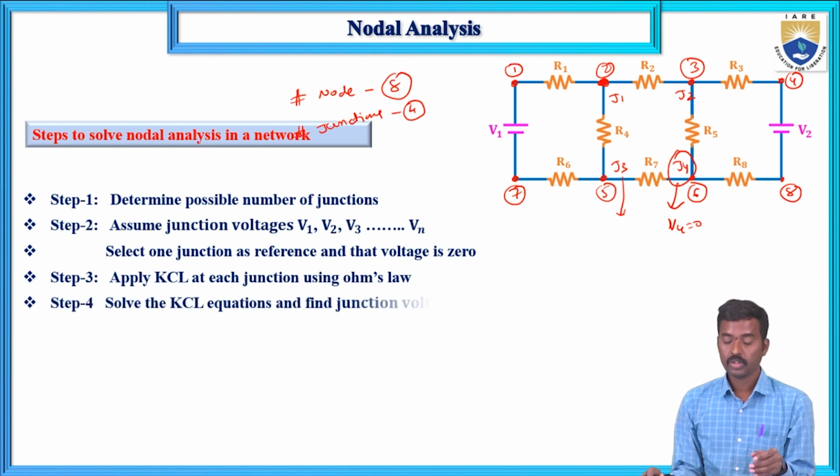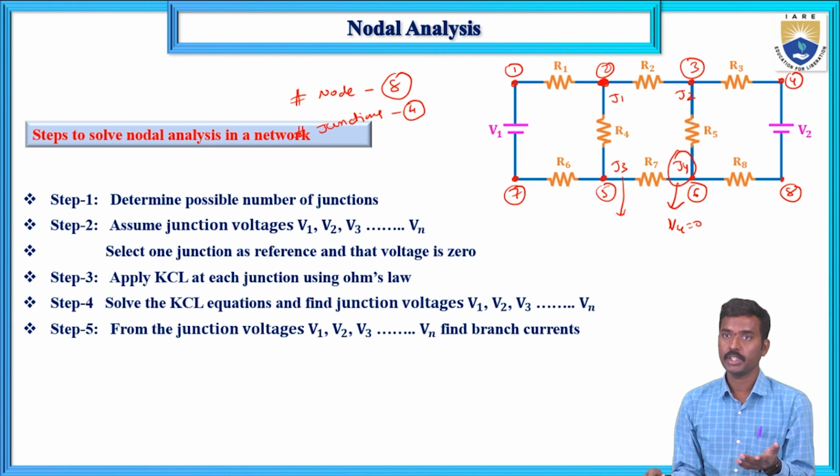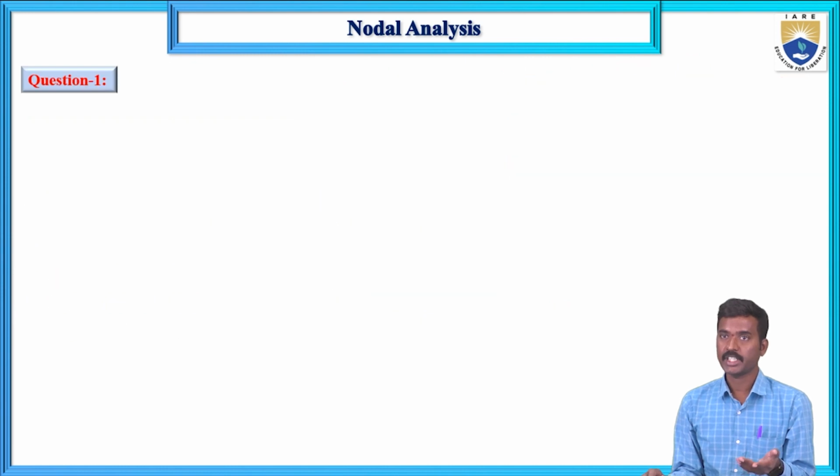Step 4, now solve those KCL equations. You will get V1, V2, V3 and so on. From these V1, V2, V3 till Vn junction voltages, you can determine the voltage across each resistor and the current flowing through each resistor. Step 5. From the junction voltages, determine the branch currents.